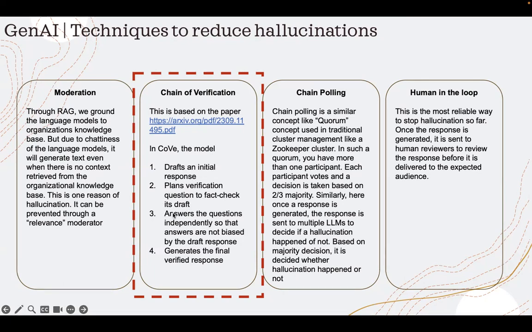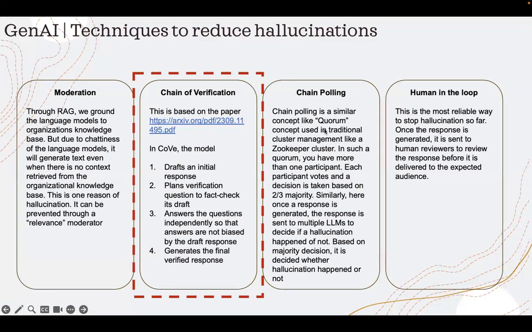And then the third step is where the verification questions are answered independently so that they are not biased by the initial draft response. And finally, the final verified response is created based on the answers provided, right? So this is called chain of verification, and we'll see an implementation of this through code that I have written.